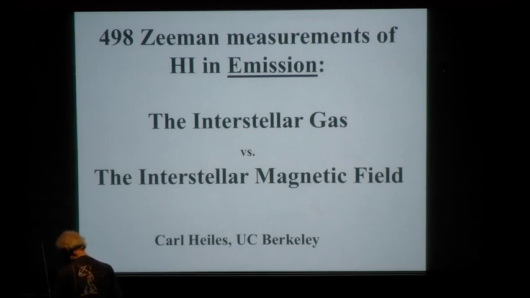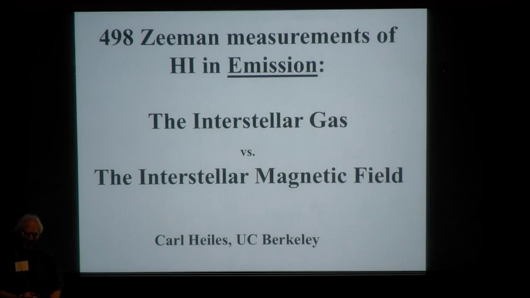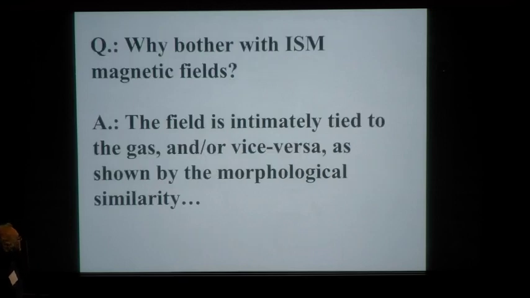Thanks. So time to look at some real data. This is the last talk, so I'll try to make it short and sweet. I wanted to talk about Zeeman measurements of the 21 centimeter line measured in emission. Most of the measurements that are quoted are done in absorption, but in fact, we have a lot more measurements done in emission over the years. Why do we bother to do this?